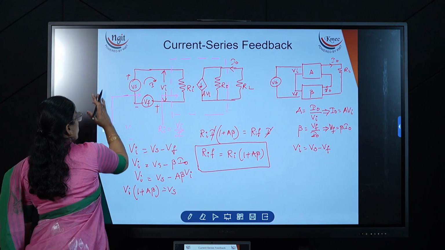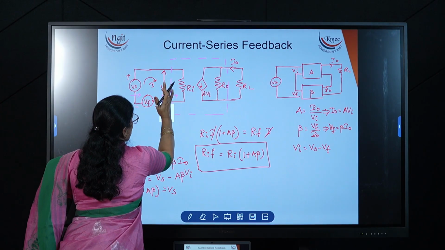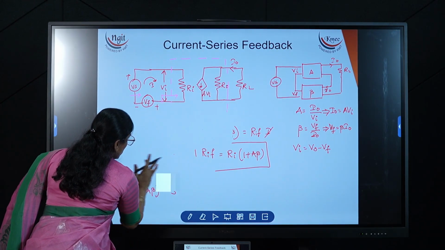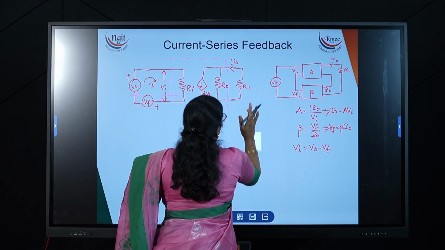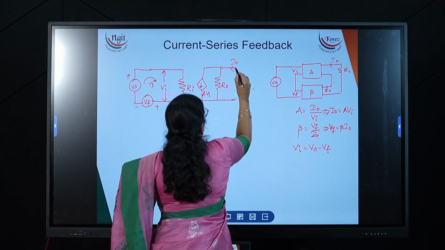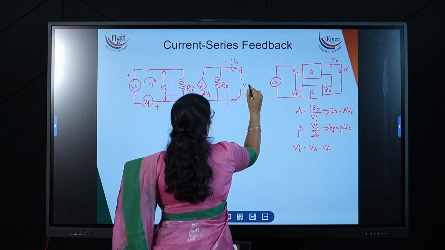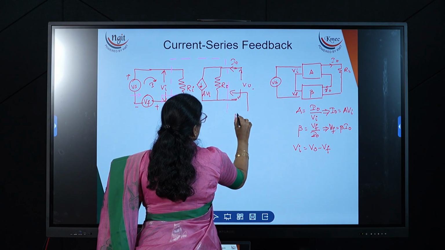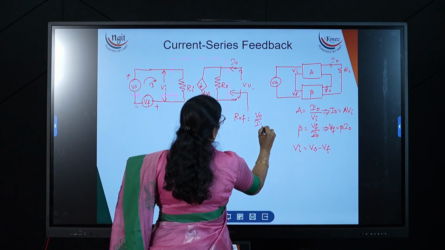How to calculate the output resistance? What are the parameters needed? The first thing is to open the output terminal where we are measuring. Now what is the voltage over here? This is the voltage V naught. If I am looking from this point, this is nothing but R naught F. What can we write? V naught by I naught.